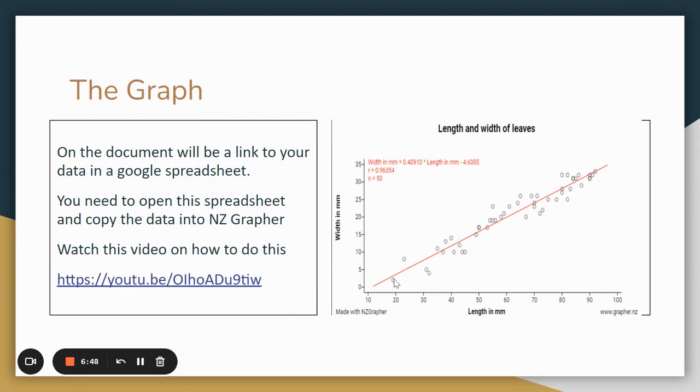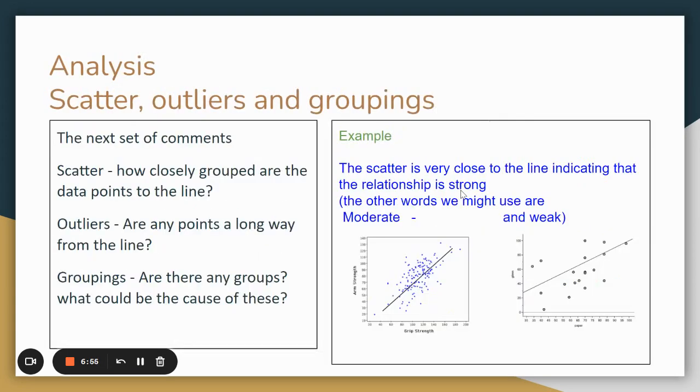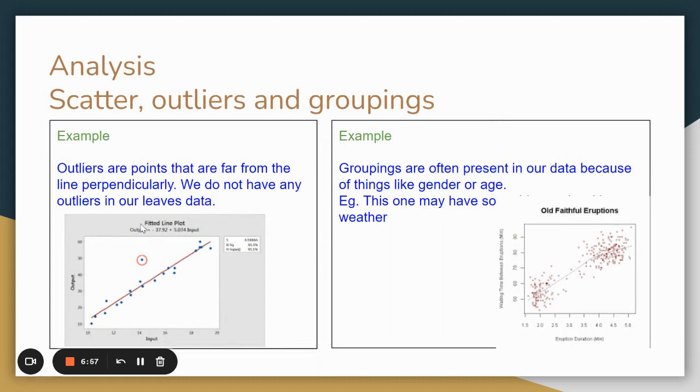It's really close to the line. That doesn't make it an outlier. This one's quite a way away, but I still don't think it's far enough to call it an outlier. So we would say we do not have any outliers in our leaves data.